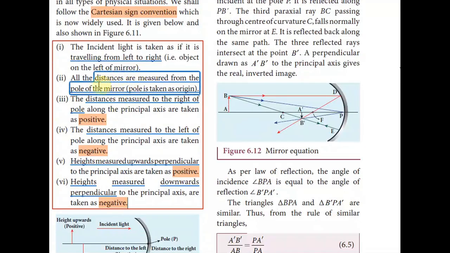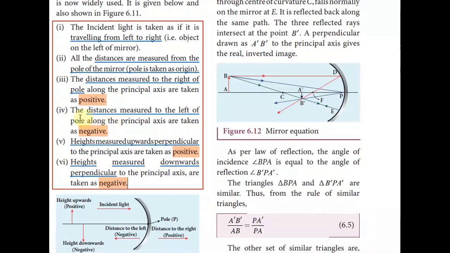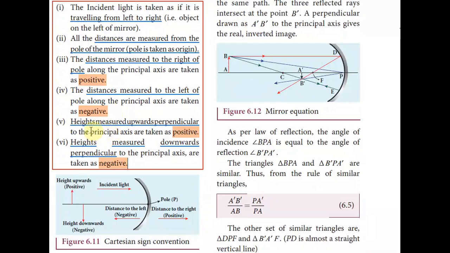The second one is, all the distances are measured from the pole of the mirror, that is, the pole is taken as the origin here. Third, the distances measured to the right of the pole along the principal axis are taken as positive. Fourth, the distances measured to the left of the pole along the principal axis are taken as negative. Fifth, heights measured upwards perpendicular to the principal axis are taken as positive, and heights measured downwards perpendicular to the principal axis are taken as negative.